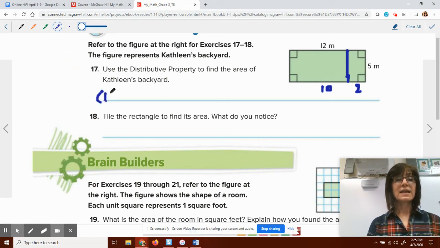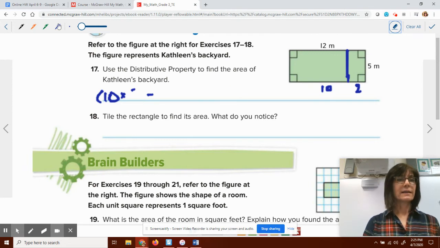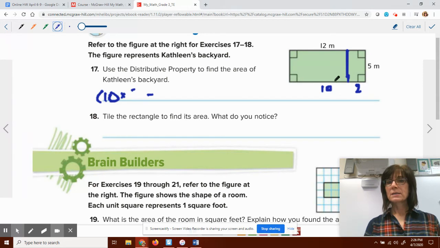Your new property would look like this. We would have 10 times 2 and add to that, I'm sorry, we would have 10 times 5. I hope you corrected me on that one. Mrs. Swint, that wasn't right. Let's see if I can get rid of that. I was just making sure you're on your toes. So here we're doing 10 times 5.